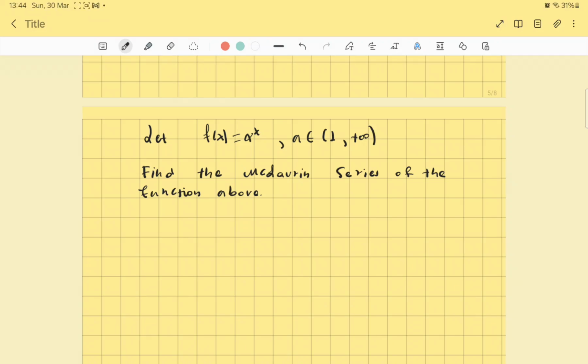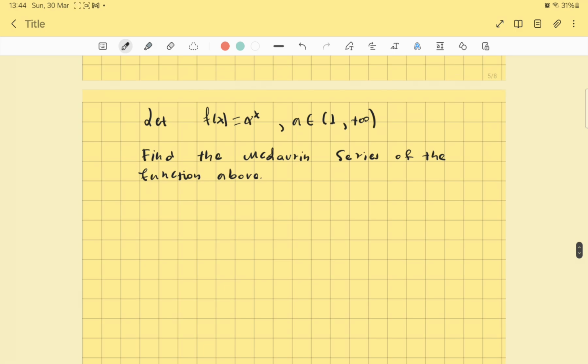Here we have to follow a task. We have the function f of x equals a to the power of x, where a is the base of the exponential function and is a number bigger than 1. We want to calculate the Maclaurin series of the function above.